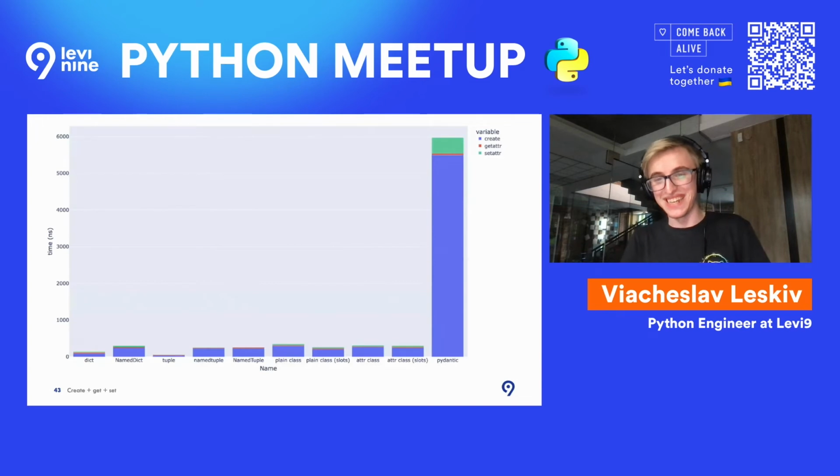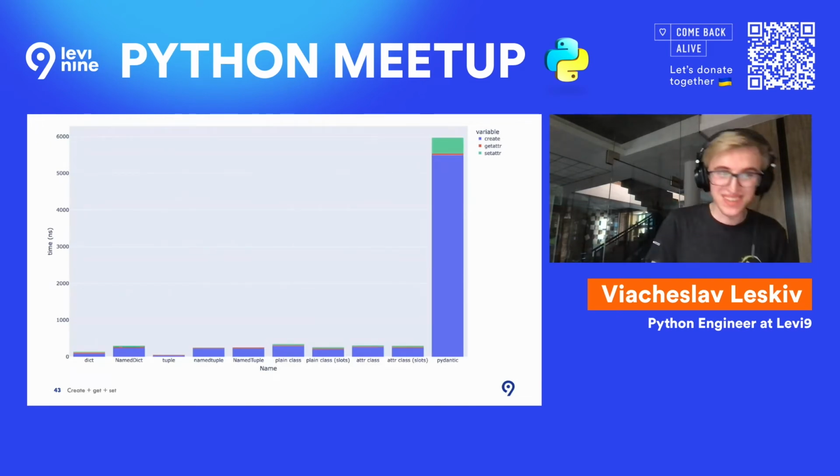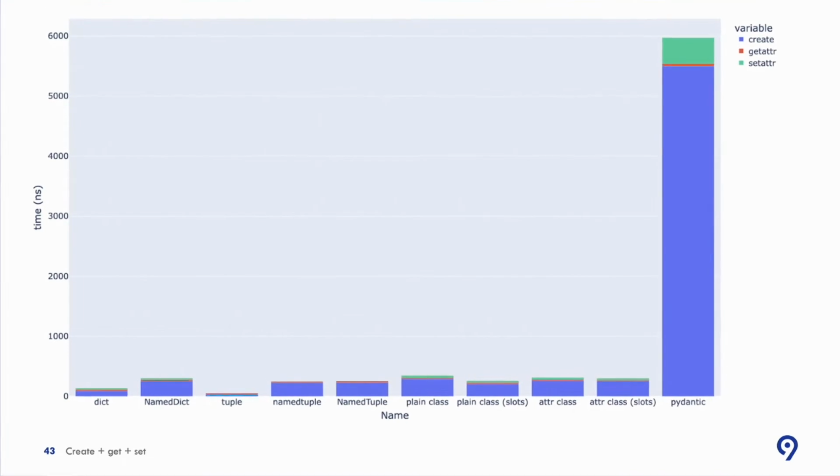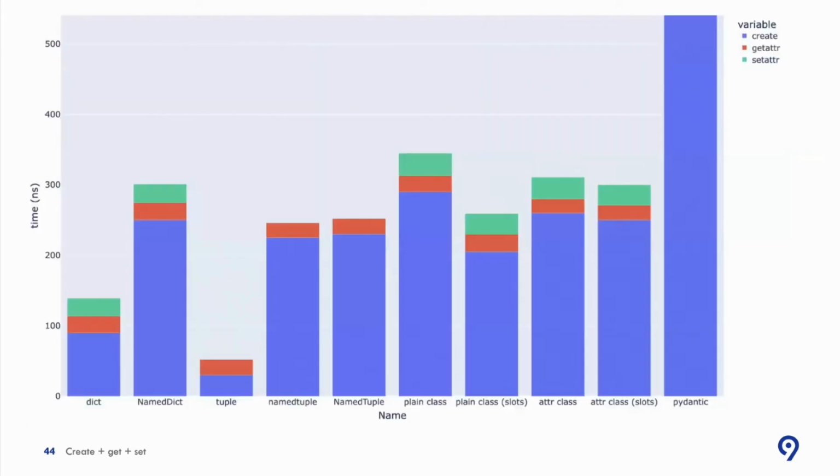As you can see, Pydantic doesn't really look that good. But I want to point out that the time is in nanoseconds. So it's really, really fast. Here you can see three variables: create, getAttr, and setAttr. Create is when you create a new instance of a class and use it. GetAttr is when you get a variable, setAttr when you set a variable. You can see that pretty much everything is quite lower than Pydantic, so let's just remove Pydantic from the picture and let's look at the other solutions.